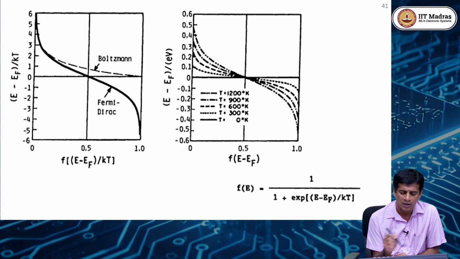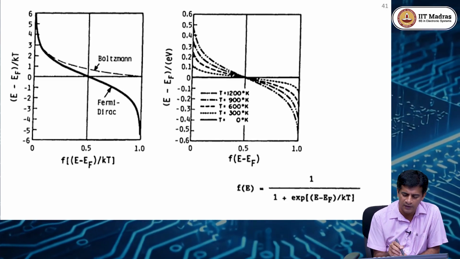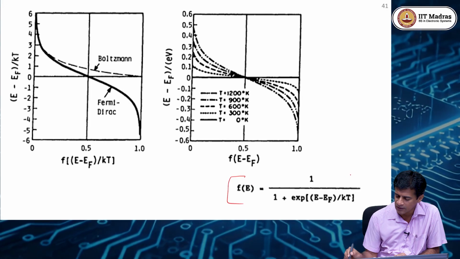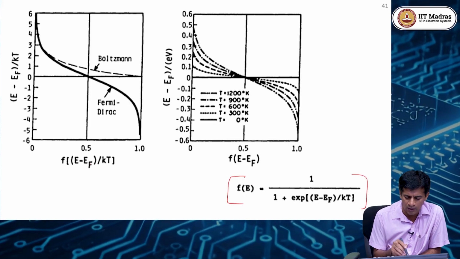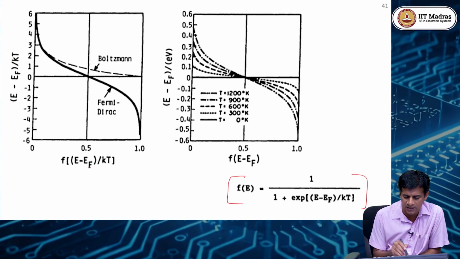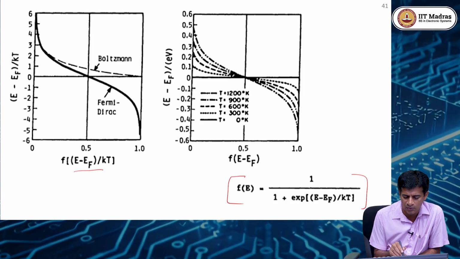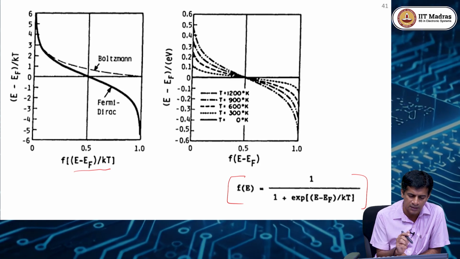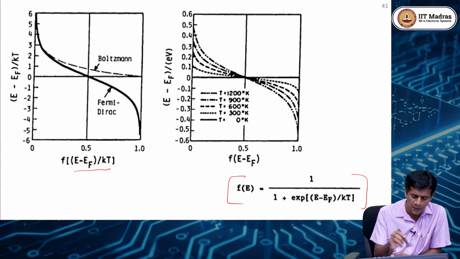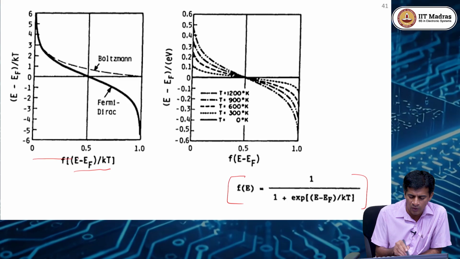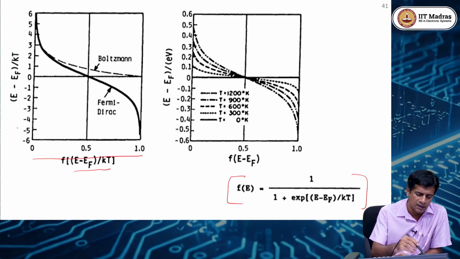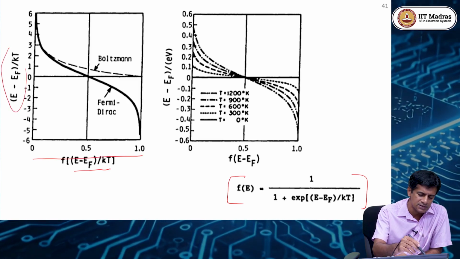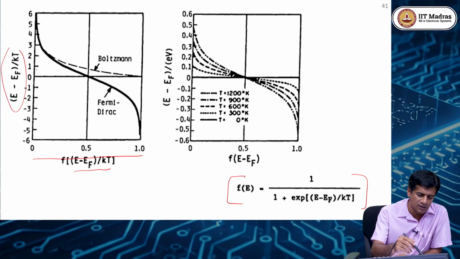All right, so for example, the Fermi Dirac function. If you try to plot it against E minus EF by KT, it will look like something like this, right? So it's a probability. That means it should be between 0 and 1, and here I am varying the energy, E minus EF by KT, right?